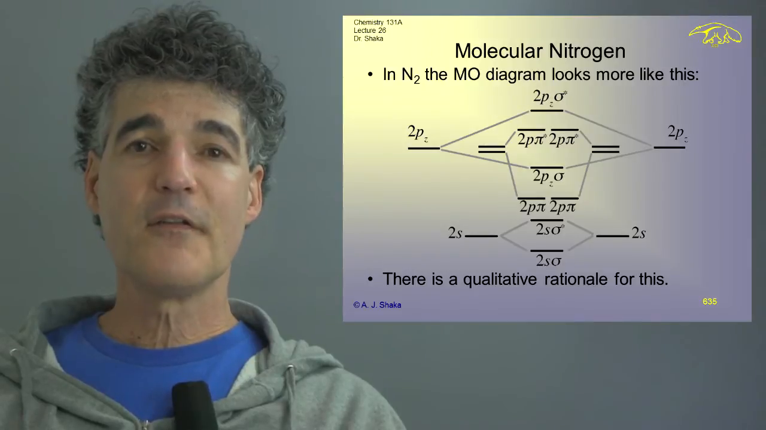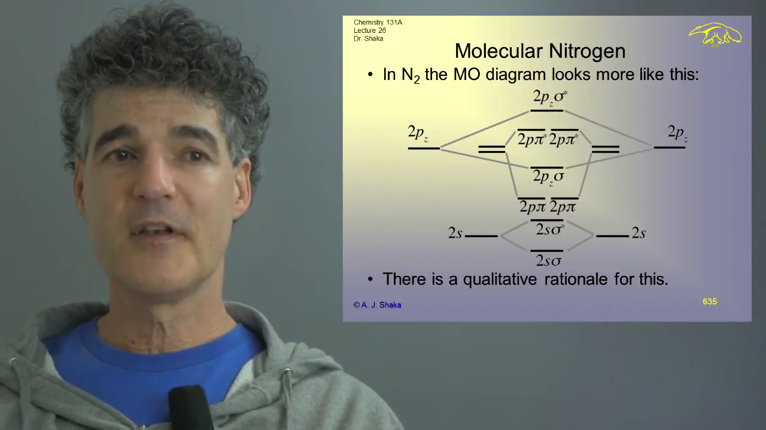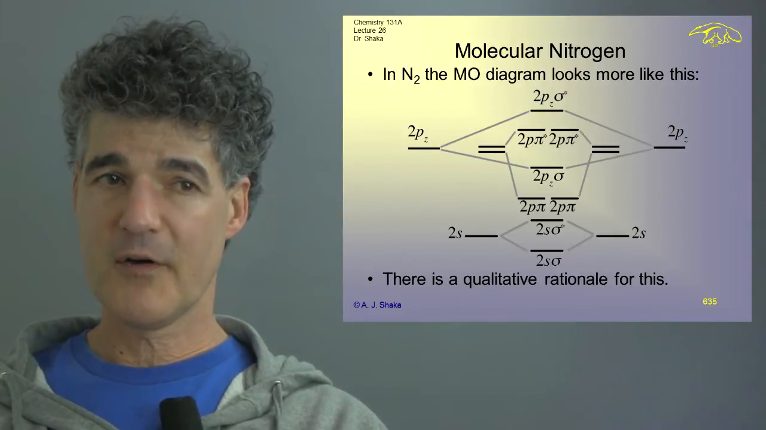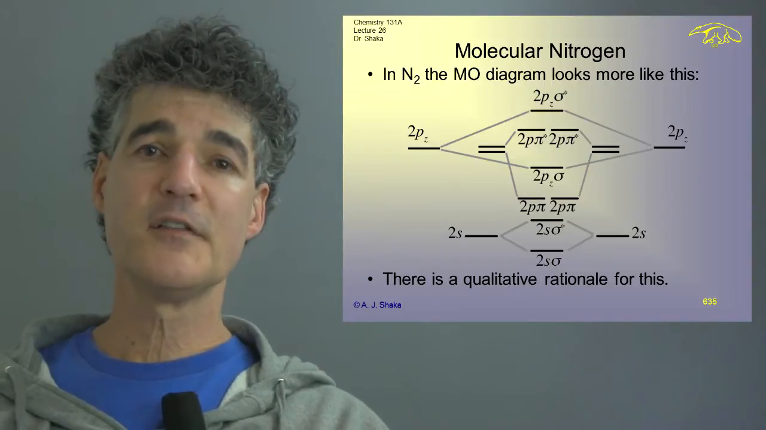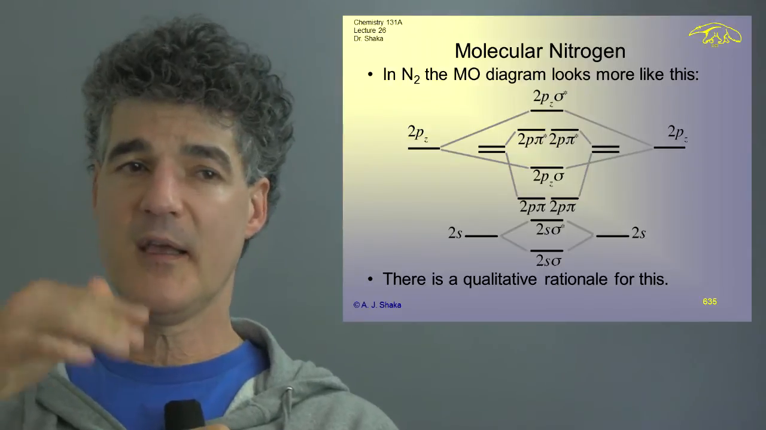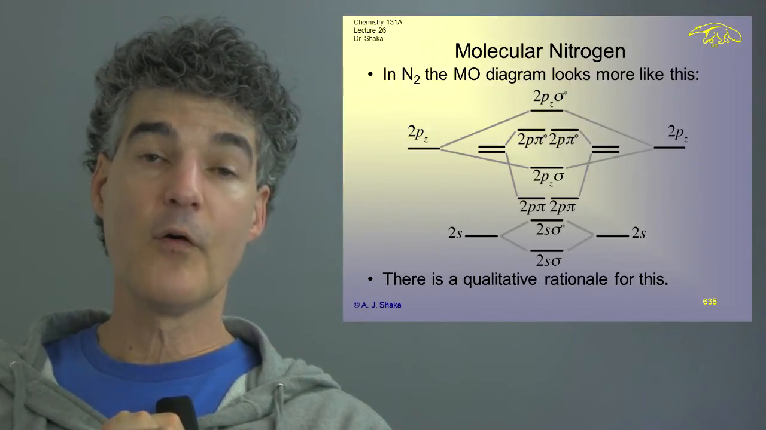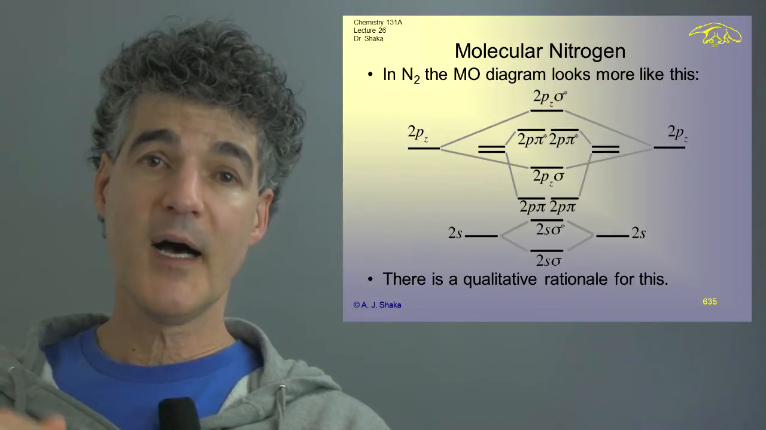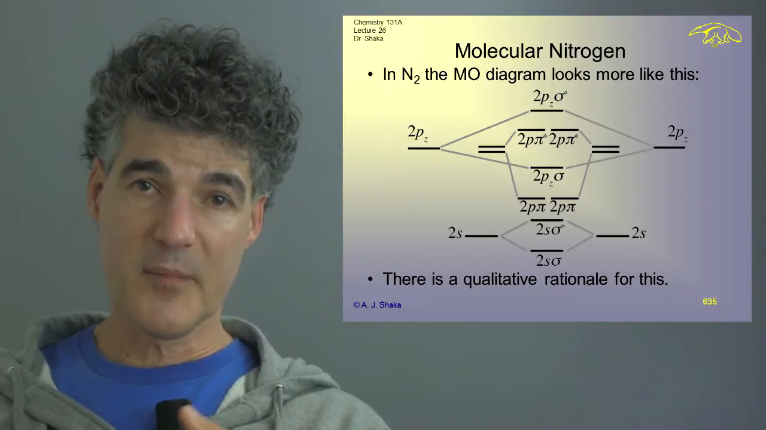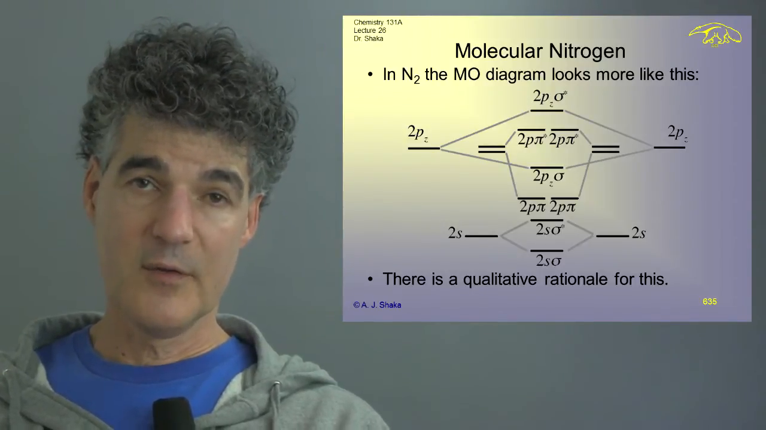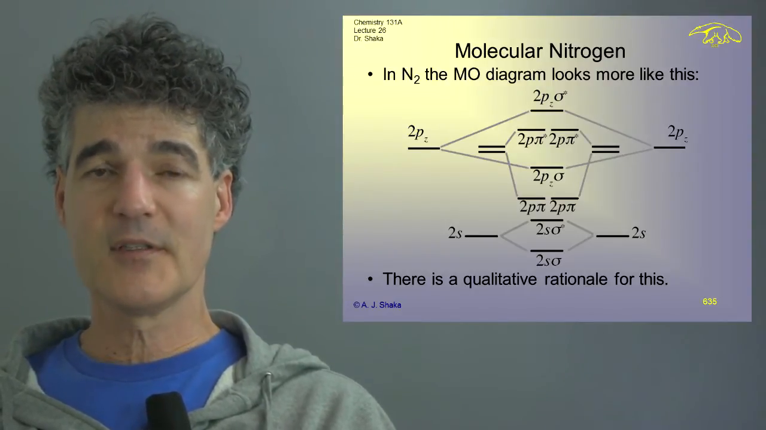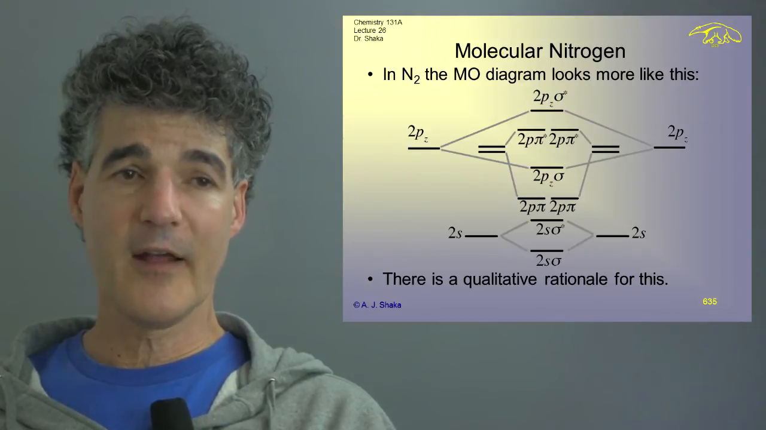Now on slide 635, here what I have is the difference between oxygen and nitrogen. So in nitrogen, the MO diagram looks more like this here. The difference is that these orbitals, the bonding orbitals in the P in both of them are all filled, but the ordering is different. The pi is lower, the two like this are lower than the sigma. And in oxygen, the sigma was definitely lower. The question is, why is that? What's the rationale for that?